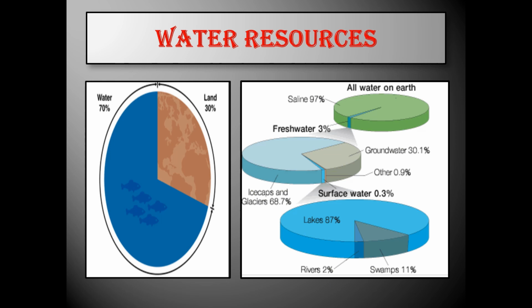So you can see that over the surface we have 70% water, of which only 3% is fresh water, and surface water is also very little, only 0.3%. And the water available to us is only 1% of this 3%. So we should conserve the water, we should save the water. Let us know what methods we can adopt to conserve water.